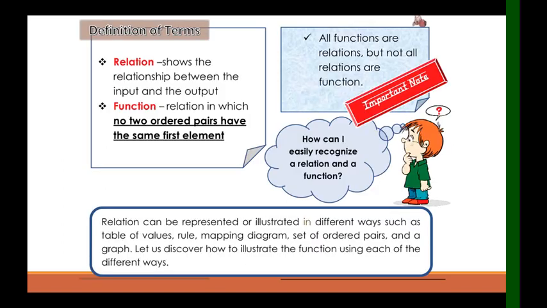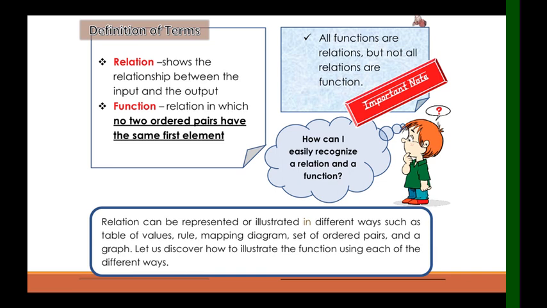Now that we have defined what a function is, let's define what a relation is. A relation shows the relationship between the input and the output. A function is a relation in which no two ordered pairs have the same first element. All functions are relations, but not all relations are functions. A relation can be represented in different ways, such as tables of values, rule, mapping diagram, set of ordered pairs, and a graph. Let us discover how to illustrate the function using each of these ways.